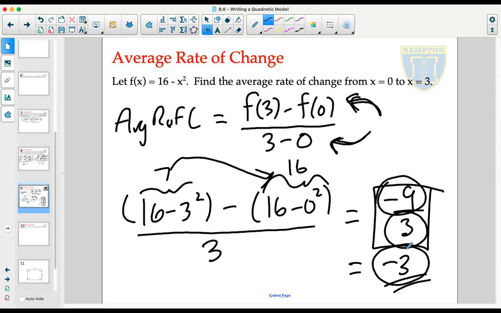An interesting way to think about changing functions that are not linear. Linear is going to spit out the same rate of change every single time. But depending on where we do a quadratic rate of change calculation, we might end up with a slightly different result.